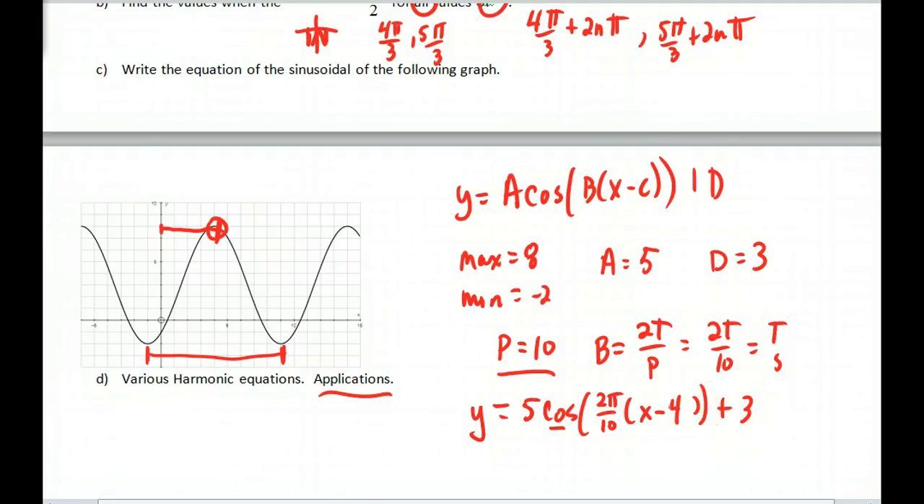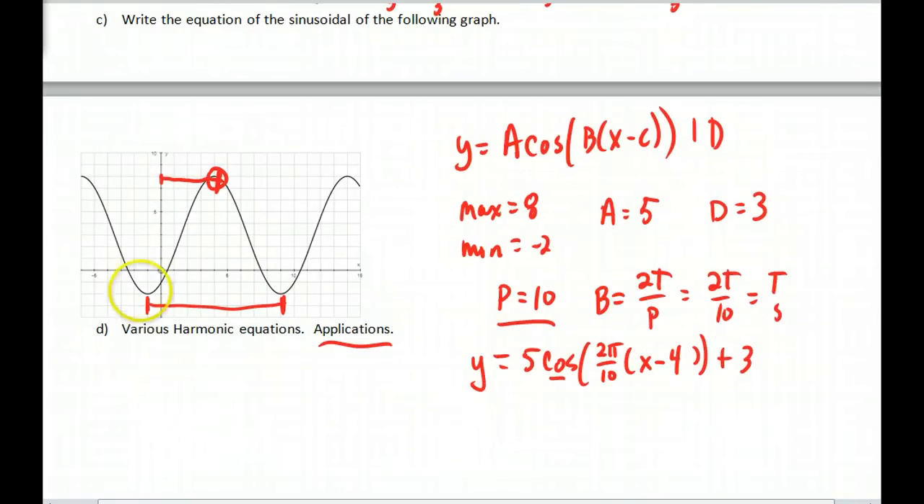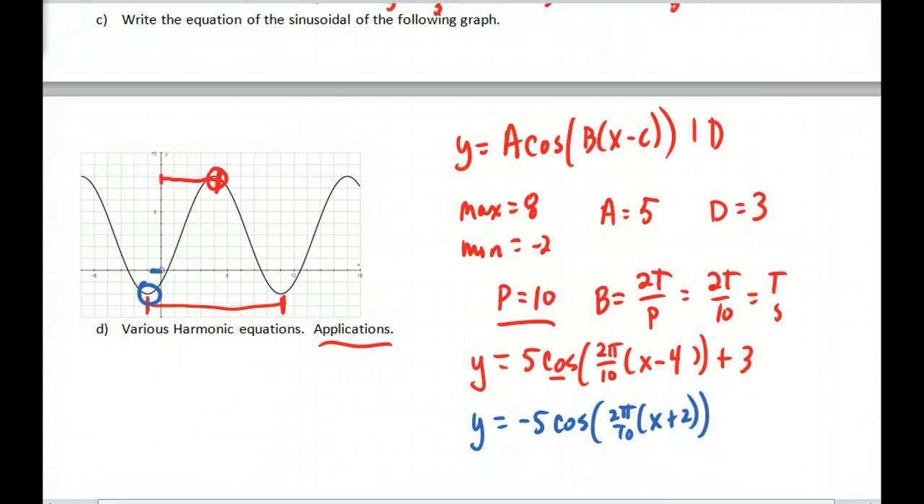Now we could write this different ways too. If I wanted to write this with a negative cosine, what happens is that I would need to start at the low point and figure out the shift from the y-axis. It's going to be this way. So I would put negative 5, this stays the same, cosine 2 pi over 10, and then it would be x plus 1. Because this shift is left 1. And then this would be plus 3. That stays the same.